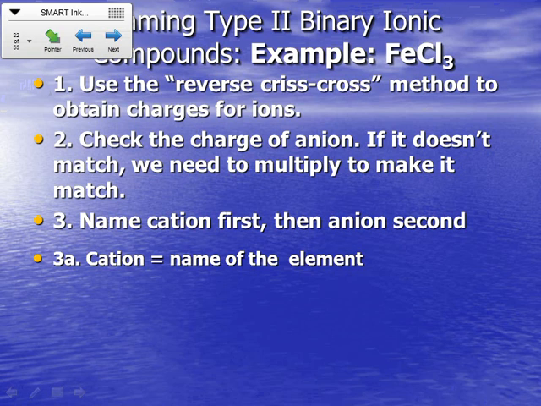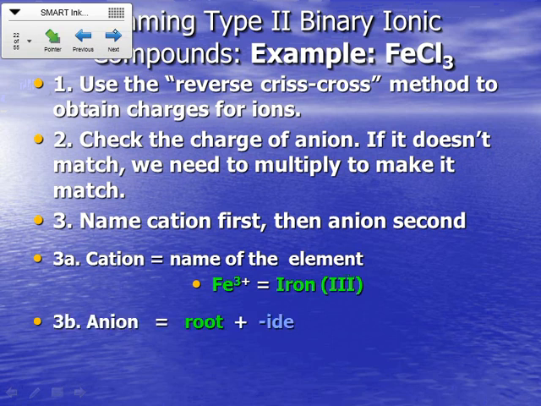Cation, again, is just the name of the element, but this time it's the name of the element with the Roman numeral, okay? So you might say cation equals name of the element with Roman numeral, even though it doesn't say that on the notes, okay? This is 3C on your notes, underneath table 4.2. And then the anion, same as before, you just add IDE at the end for the anion. So that doesn't change.